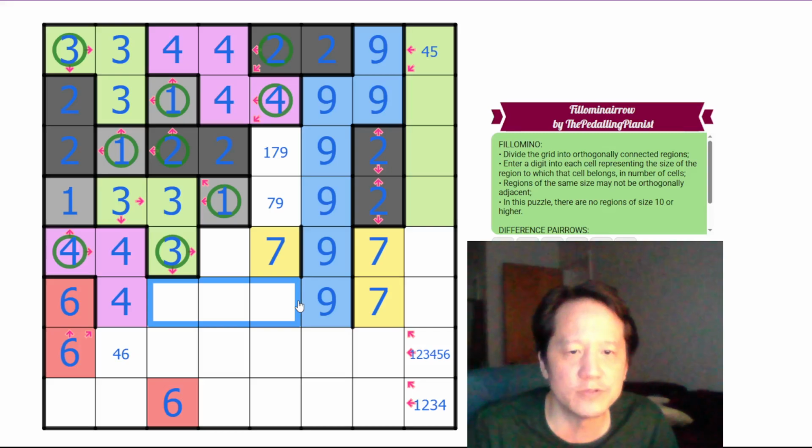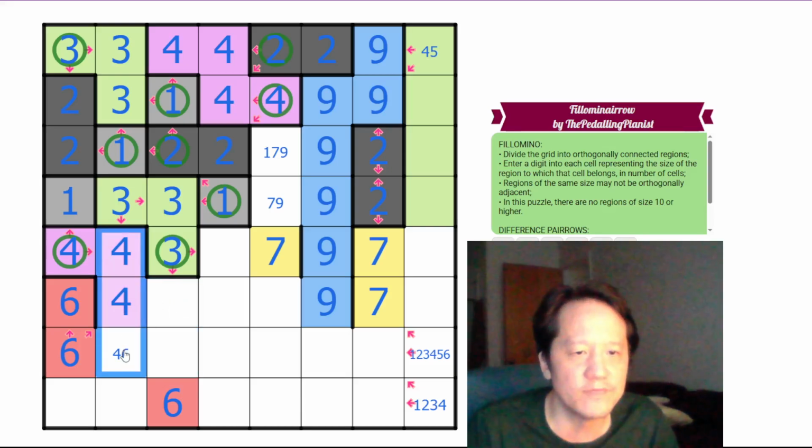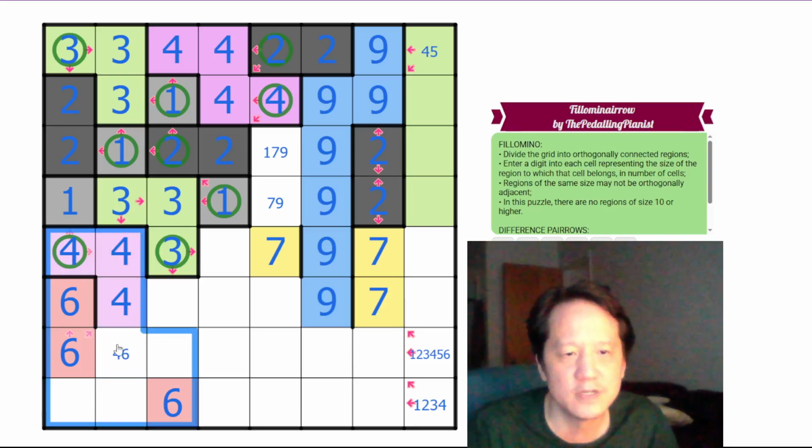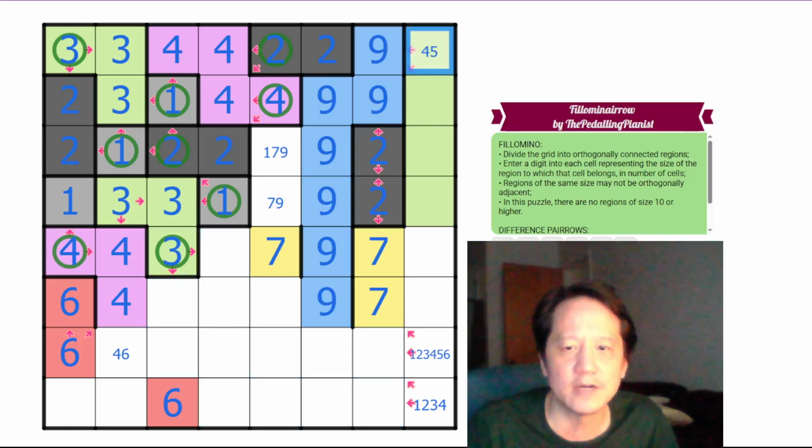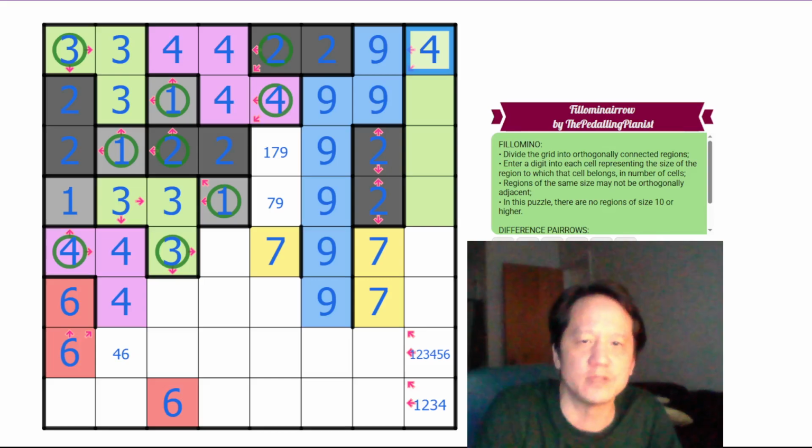Because that would be 1, 2, 3, 4, 5, 6, 7, 8, 9, 10. And it has to be not part of this region. So we have 9. Again, you need 4 that way then. This would be 6 at least. 1, 2, 3, 4, 5, 6. These would be considered. 9 has to go here. And this is only 8 cells. So 5 does not work. Therefore, 4 must be the case.